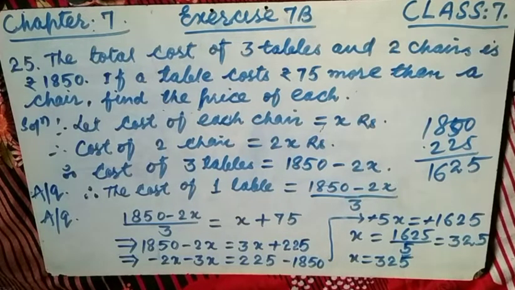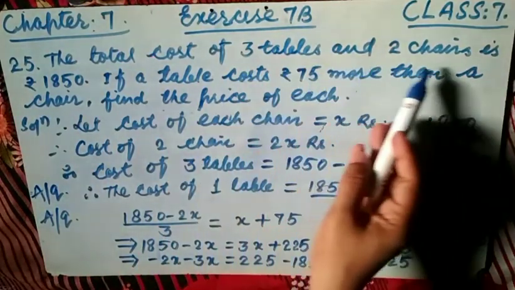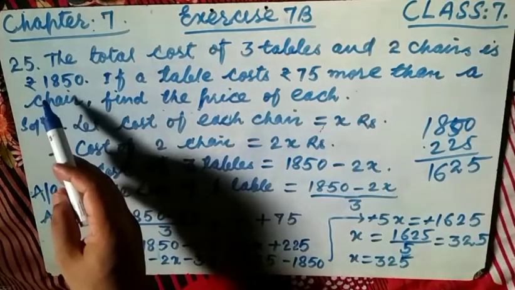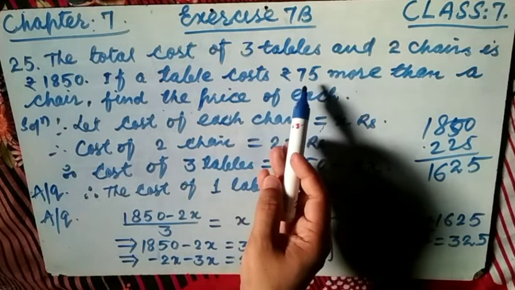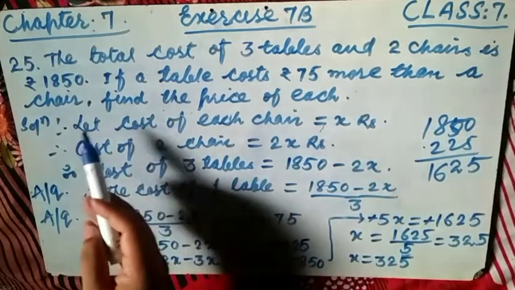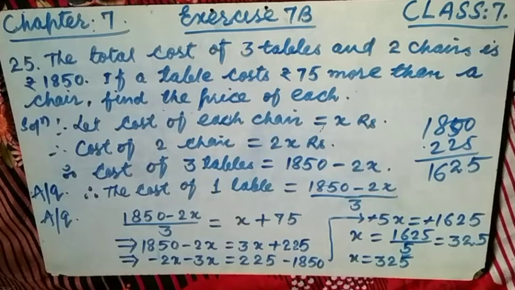So, students, I am present before you to solve a couple of questions of exercise 7B. Now, we are going to start from question 25. Question number 25 says, the total cost of 3 tables and 2 chairs is 1,850 rupees. If a table costs 75 rupees more than a chair, find the price of each. Means find the price of each table and each chair.